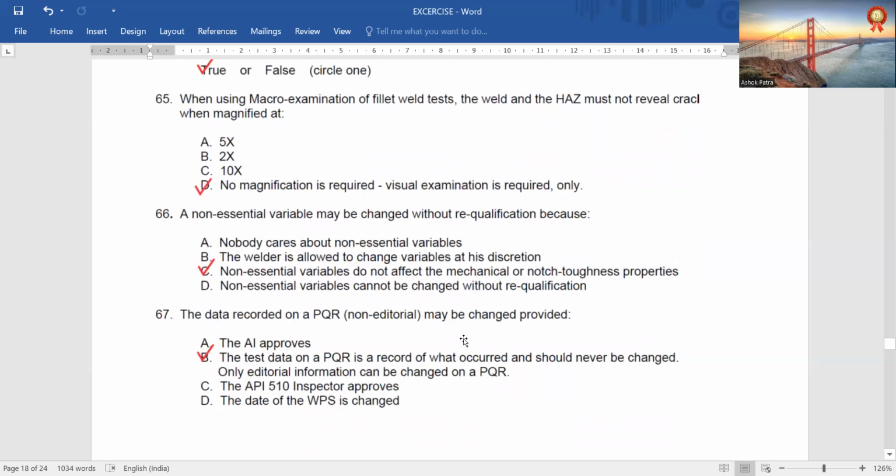The data recorded in PQR, non-editorial, may be changed provided the test data on PQR is a record of what occurred and should never be changed. Only editorial information can be changed on a PQR.